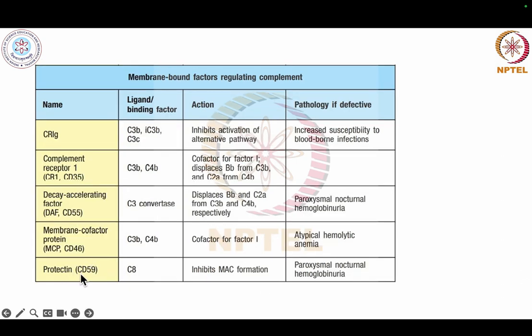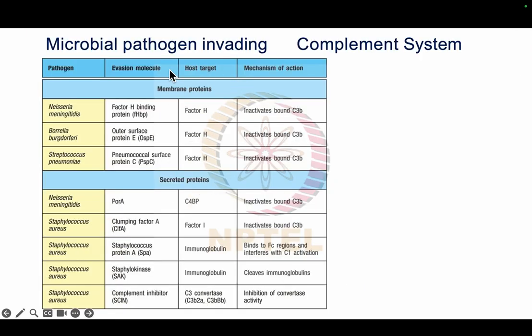And then again protectin, it inhibits MAC formation. So microbial pathogens invading the complement system. There is a system, like a police system, but there will be some invasion by invaders. There are different pathogens, and there are evasion molecules associated with them. They target some host factors, and their mechanisms of action are there. It's very difficult to remember all these things, so just a few examples for you guys.